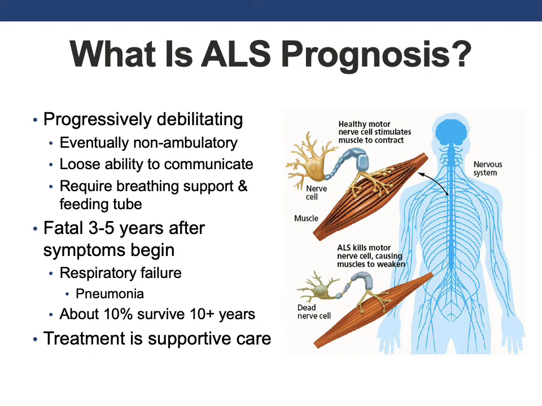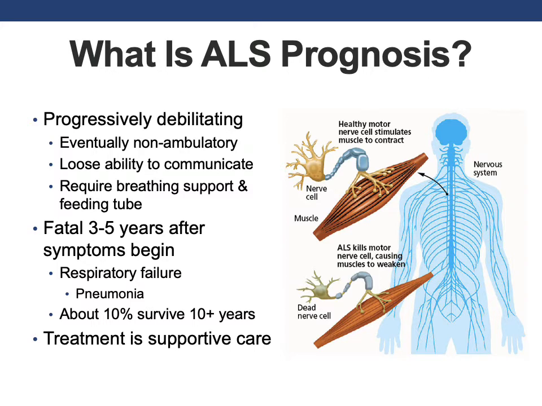What is ALS prognosis? The prognosis of ALS is not good. The condition is progressively debilitating, and eventually the patients become non-ambulatory. Patients lose their ability to communicate and will require breathing support. Near the end stage, the patients will require a feeding tube and a ventilator.